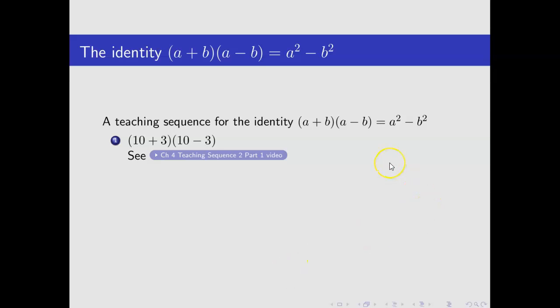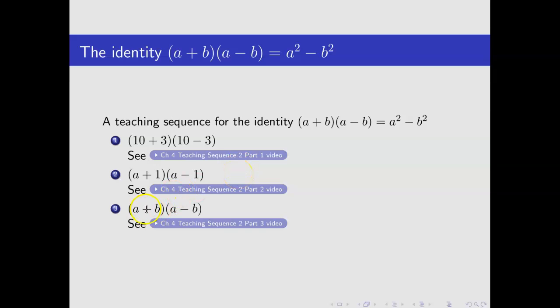Okay, we're also going to see a teaching sequence for the identity a plus b times a minus b equals a squared minus b squared. So the first example, we're going to look at 10 plus 3 times 10 minus 3. So this is a very concrete example again. And then a plus 1 times a minus 1, again, abstract with the a, concrete with the 1. And then finally, full generality, a plus b, a minus b, so abstract for both of them.